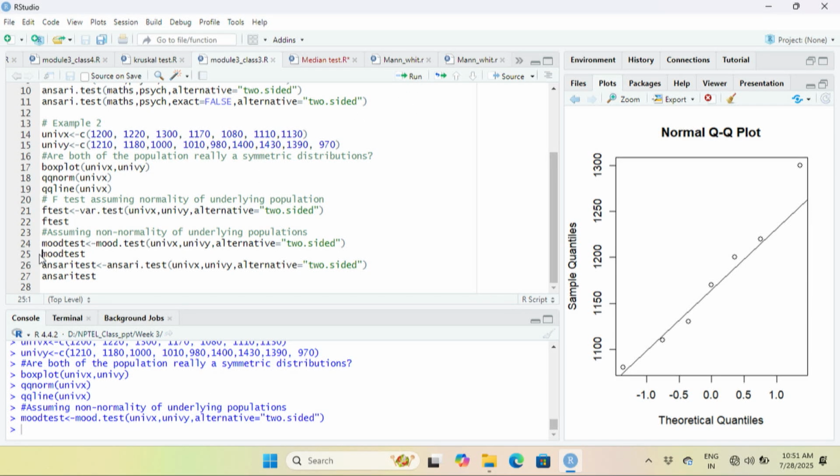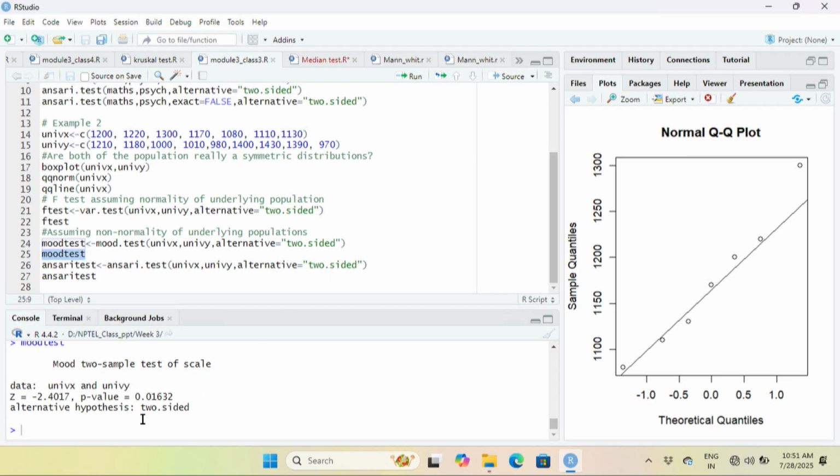And what is the value for the mood test? See, the mood test gives minus 2.4017. You can ask me why this is minus; I told you that it is the standardized value. Minus 2 is the standardized value: value minus expectation divided by the standard deviation, and the p-value is 0.016, which is smaller than 0.05. So the mood test says that University X is different from University Y as far as the scale is concerned.